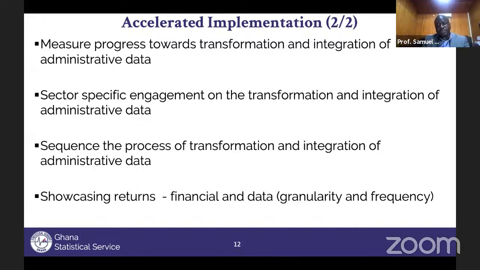Lastly, one thing that I think we've not done, but we need to begin to think about is showcasing the returns of administrative data. And here I look at the showcasing from 2 perspectives, that is financial and data. We should be able to quantify the extent to which administrative data is saving us financially, and also the extent to which the granularity and frequency of data is enhanced with the use of administrative data.